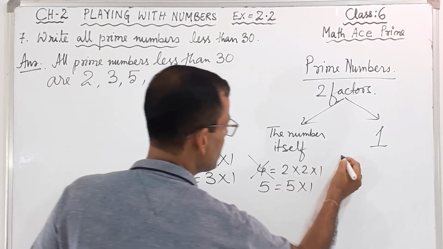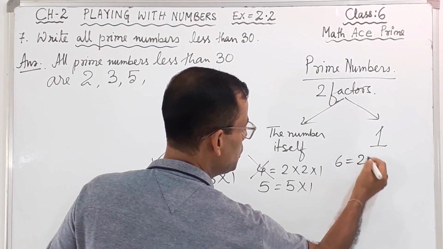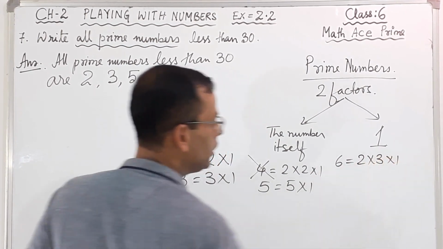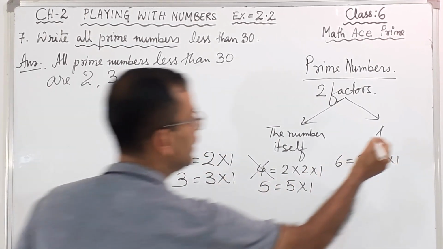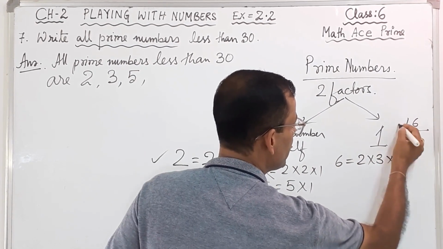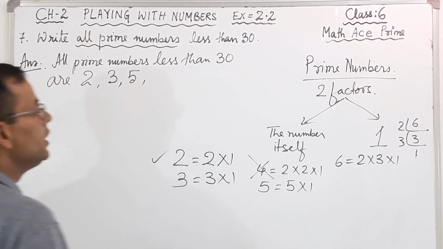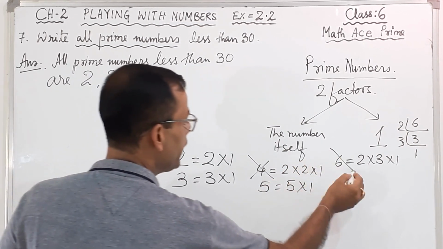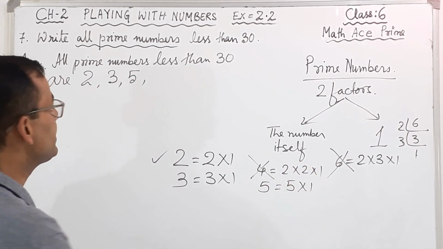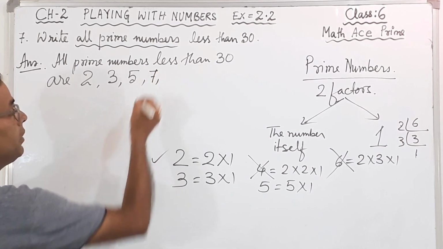Now 6, if I want to do 2 into 3 into 1. So how I am breaking it? Like this way, 6, then 2 3s are 6, 3 1s are 6, 2 3 1. So 6 is also not a prime number. Then 7, yes, 7 is a prime number.